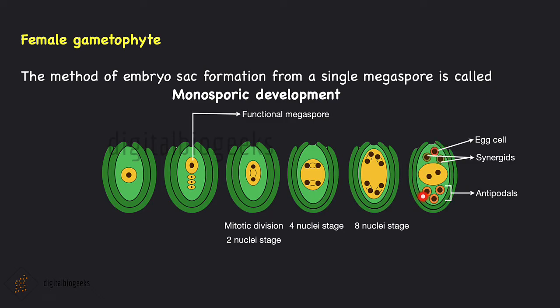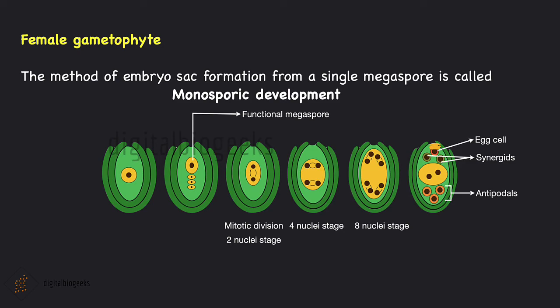Now 6 of them, 3 here and 3 here, are covered with cell walls. The 3 cells grouped at the micropylar end constitute the egg apparatus. One of the 3 cells becomes the egg cell and the other 2 become the synergids. The egg cell, as a female gamete, fuses with one sperm cell to give rise to the embryo. The synergid cell walls form a highly thickened structure called the filiform apparatus, here at the micropylar end.